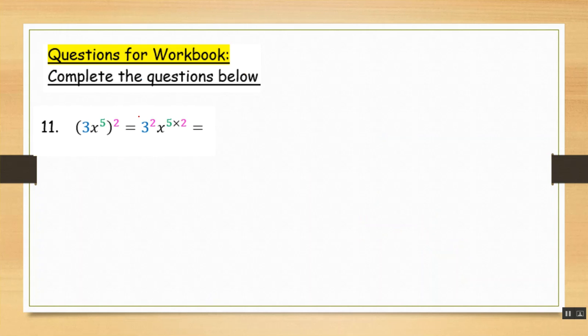Questions. So, like I said before, if we have 3x to the power of 5 and we square it, we must square the 3, and we can multiply the 5 and the 2 as the quick way. So 3 squared is 9, 5 2s are 10, so 9x to the power of 10. Try the rest. You can pause the video and I'll go through the answers.